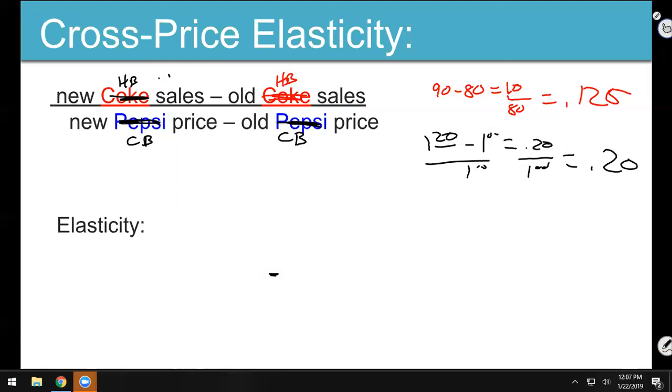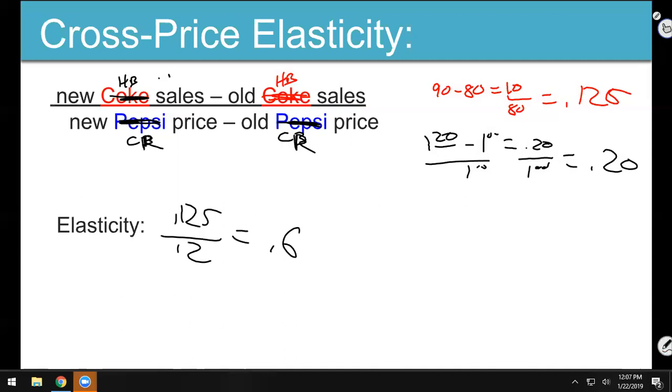Because cinnamon rolls are 20% more expensive, people are going to buy a bunch fewer cinnamon rolls. And what are they doing? Apparently some people are buying honey buns instead. 0.125 divided by 0.2 gives you 0.6.